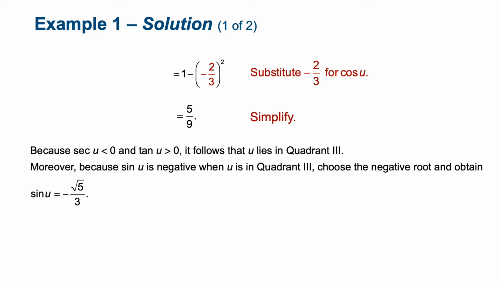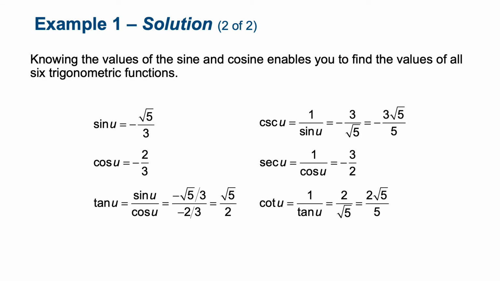So we would get sine of u is equal to negative square root of 5 over the square root of 9, which is 3. Okay, so now that we have sine, we have cosine. Remember, you can find all the other functions now, right? Because sine of u is negative root 5 over 3, cosecant is just the reciprocal of that, right? And if I simplify the reciprocal, I would get negative 3 root 5 over 5.